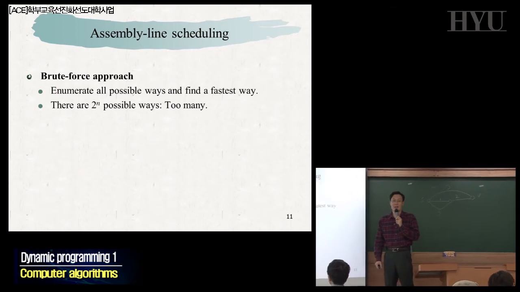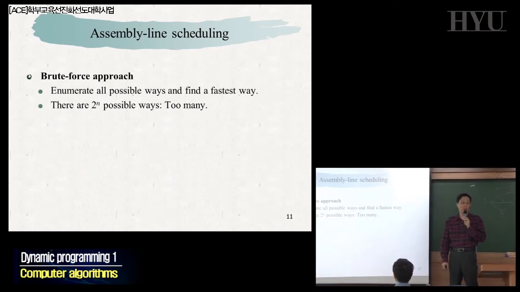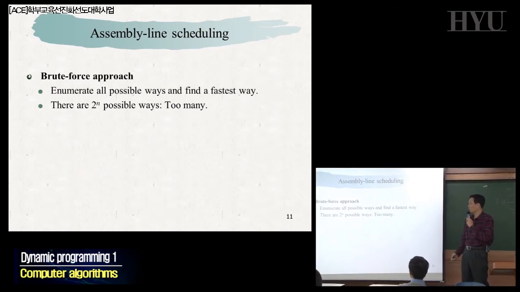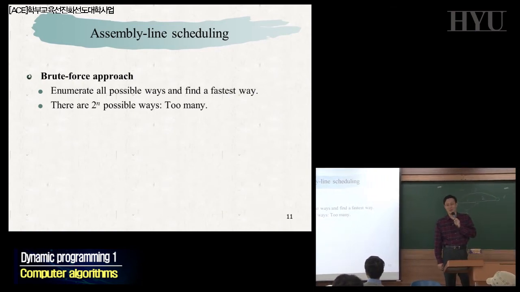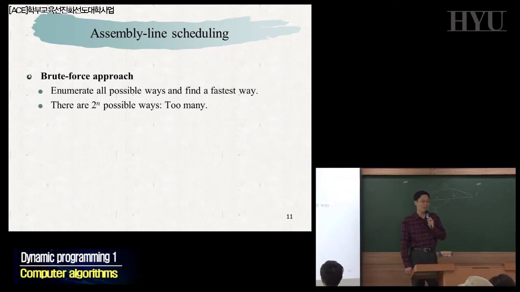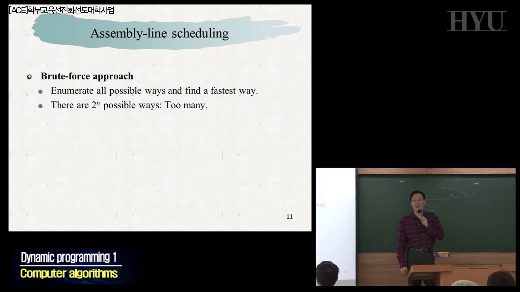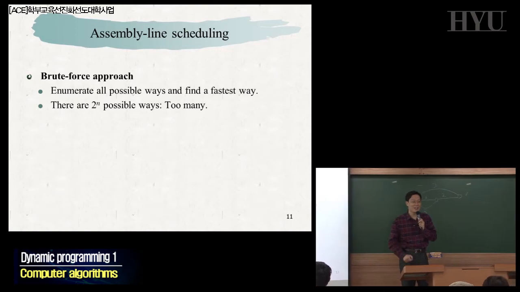First, let's think about the brute force approach. That is, we enumerate all possible ways and find a fastest way. There are 2 to the n possible ways. Why? Can you explain?